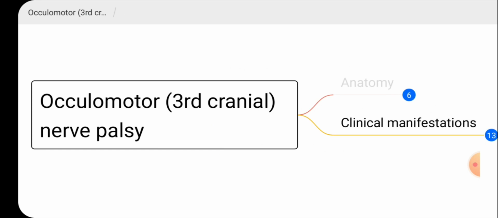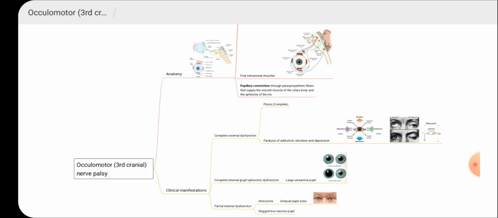So in this video, we discussed oculomotor nerve palsy, mainly the anatomy and clinical manifestations. In anatomy, we discussed that the oculomotor nucleus is located in the midbrain and it has several supplies, including the levator palpebrae superioris muscle, 4 extraocular muscles, and parasympathetic supply for pupillary constriction.